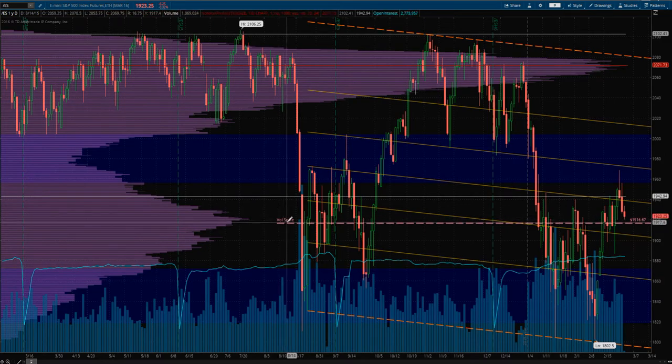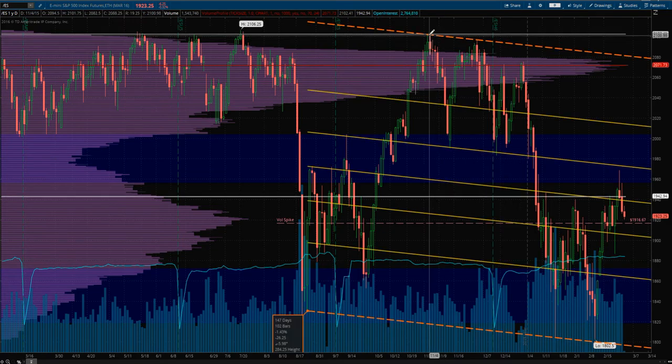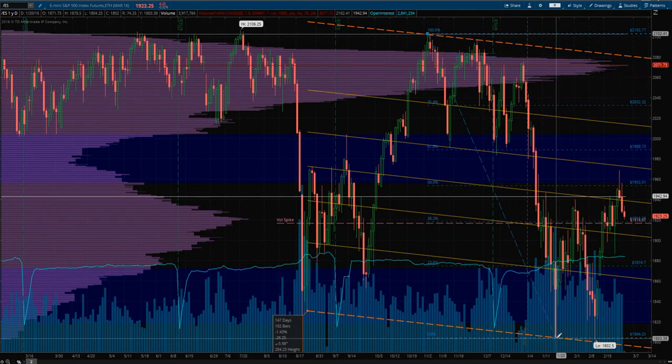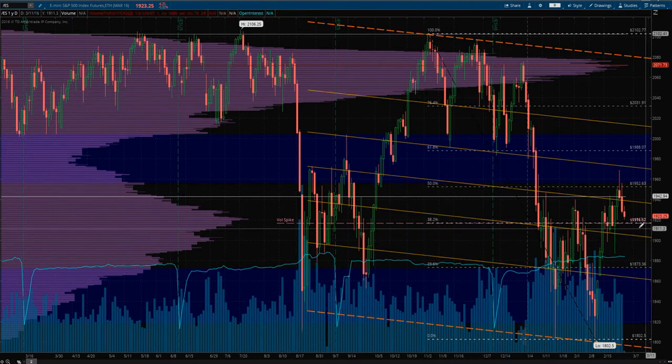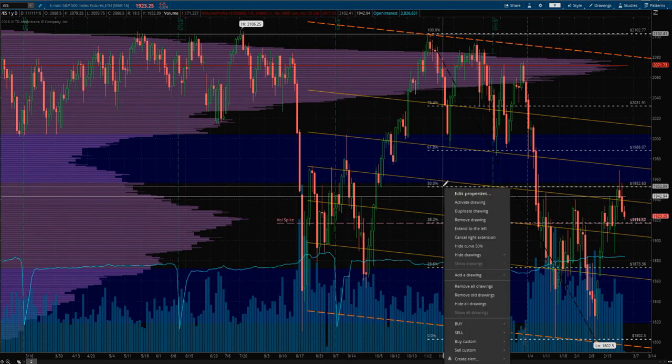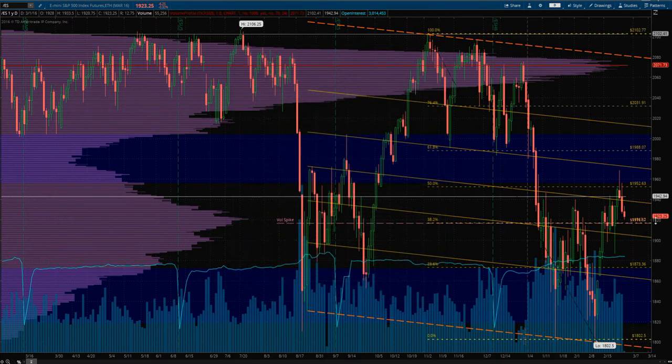We'll have to watch what happens here at this volume spike in the 1916 range. We can also put a Fibonacci retracement on the complete pattern, such as this. And we can see here that the 38.2 also sits right about there on the volume spike here in the 1916 to 1917 range.